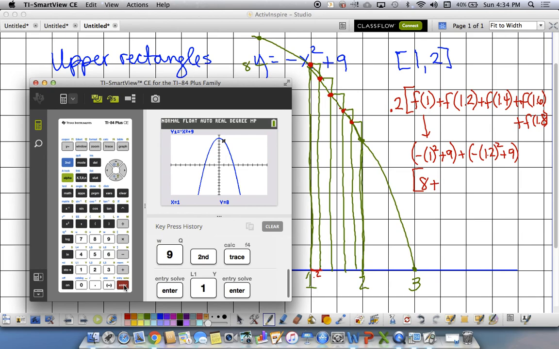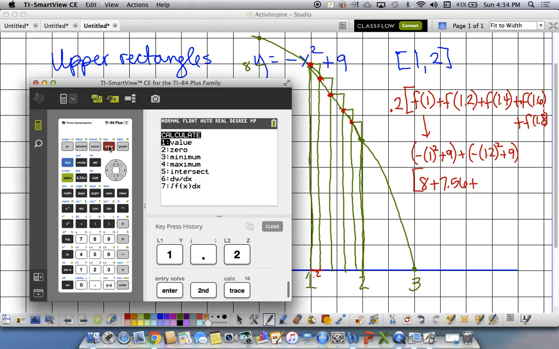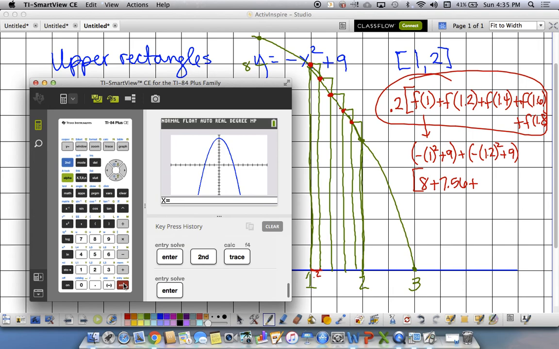Then what happens? I would have to hit second trace again. Value of 1.2. Hit enter. I get 7.56. Next, I'm keeping on going. That's why this equation is so important. That way I already have all my points that I'm looking for. I need to find the value at 1.4. And it's 7.04.